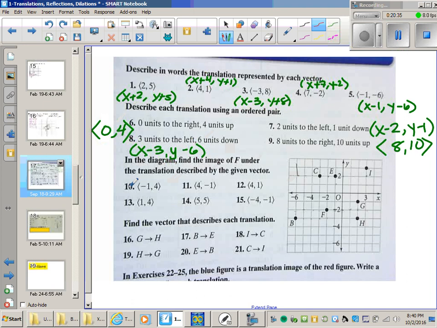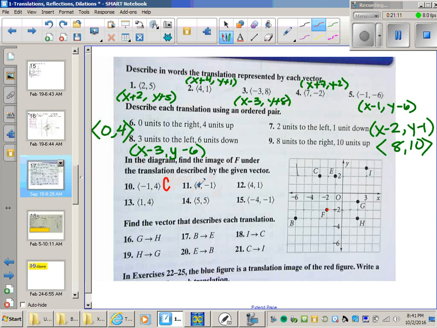So let's look at numbers 10 through 15. In the diagram, find the image of f under the translation described by the given vector. So we have f here, and -1, 4. That's saying the x values are going down 1, the y values are going up 4. In other words, we're going to the left 1 and up 4. So 1, 2, 3, 4. C is the point that's at that location.